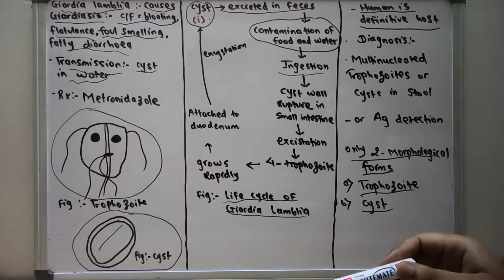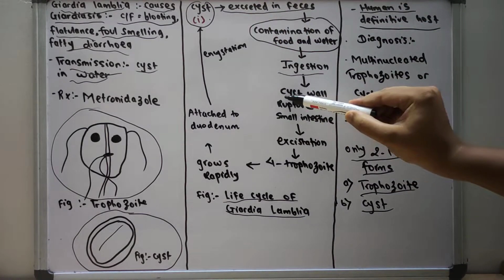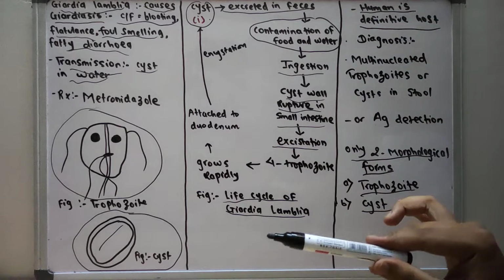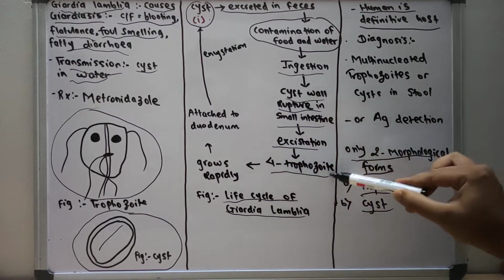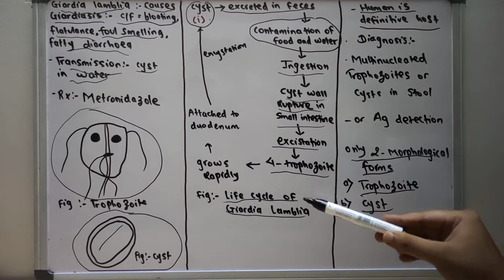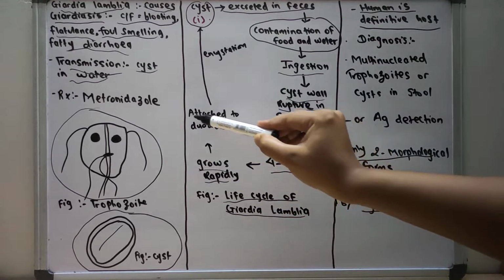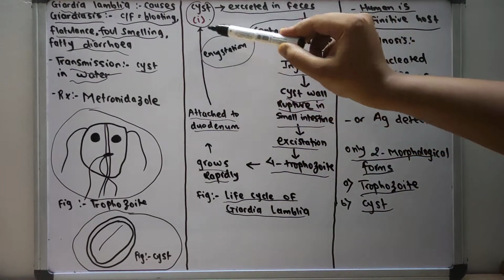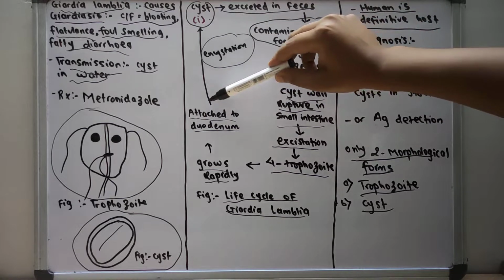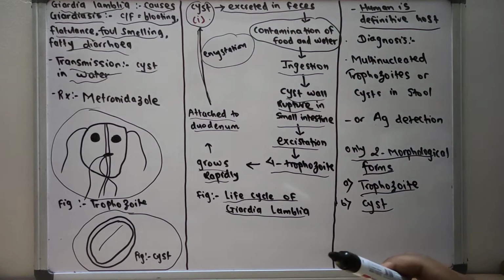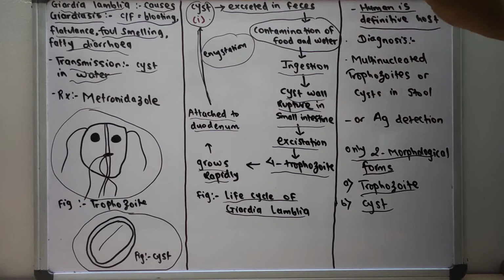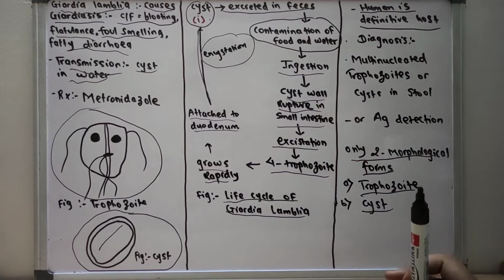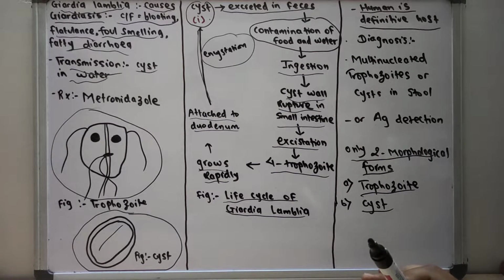it goes inside our body, and the cyst wall ruptures in the small intestine. There is excystation of those cysts, and 4 trophozoites are formed. These 4 trophozoites grow rapidly and attach to the duodenum, and again there is encystation of the trophozoite, and the cyst forms, which is the infective form. Again it is excreted in feces, and like this the life cycle occurs. The human is the definitive host, as I have already said.